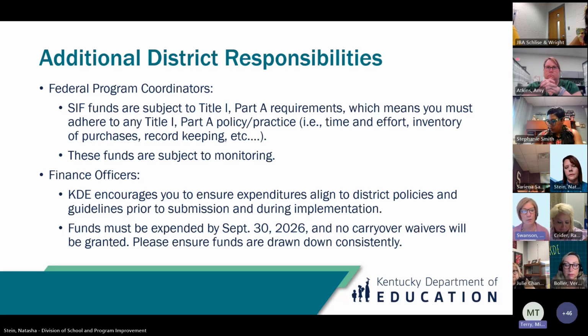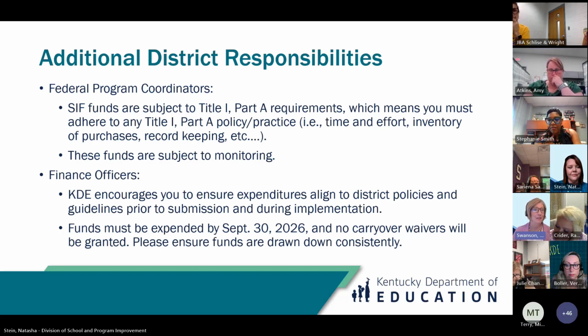And then also remember that these funds must be expended by September 30th of 2026, and there will be no carryover waivers. So we really want you as finance officers to ensure that funds are drawn down consistently. We really don't like to have you wait until the last few months and then draw all that money down. So think about what's your plan to make sure that these are drawn down on a consistent basis.